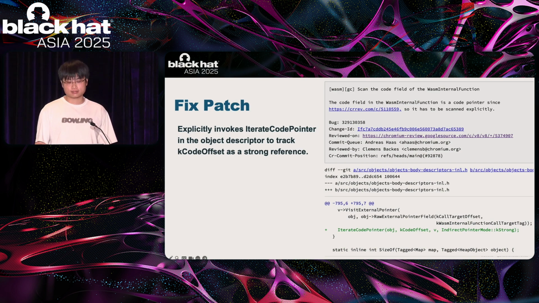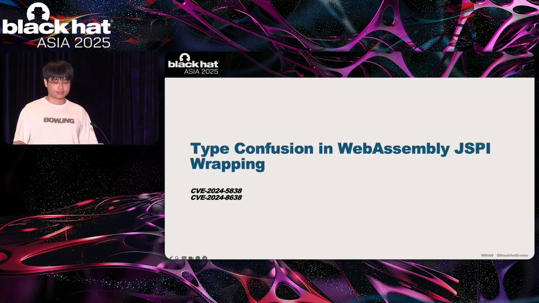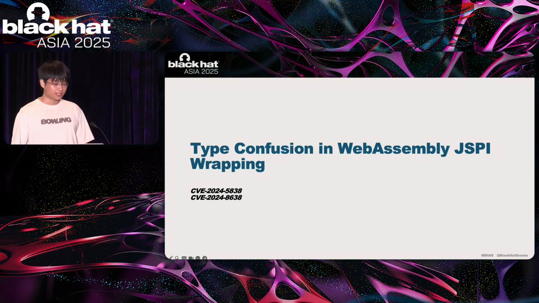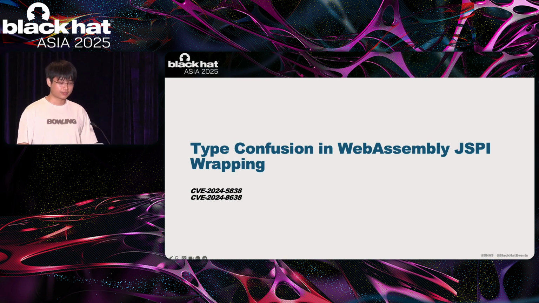Let's examine Chromium's fix. The key change tells its garbage collector to track the code field in Wasm internal function as strong references. Next, we'll introduce attack surfaces we identified within WebAssembly JSPI. JSPI, or JavaScript Promise Integration, is a significant new feature in the WebAssembly ecosystem that bridges the gap between WebAssembly and the JavaScript's asynchronous programming model. However, this new interaction boundary also introduces new opportunities for exploitation.